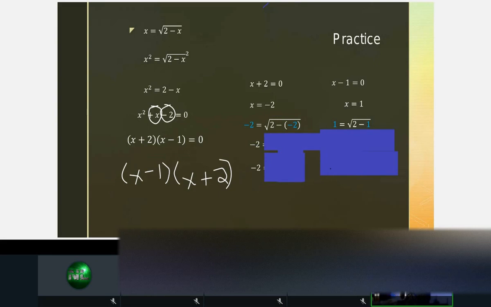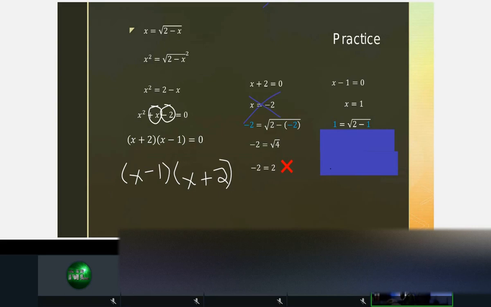Well, what does 2 negatives become? Positive, yeah. And then 2 plus 2 is 4. And what's the square root of 4? Positive 2, yeah. Does negative 2 equal 2? It does not. So does that mean that negative 2 is an answer? It does not. Yeah, negative 2 is not an answer. So this is a big no, right?